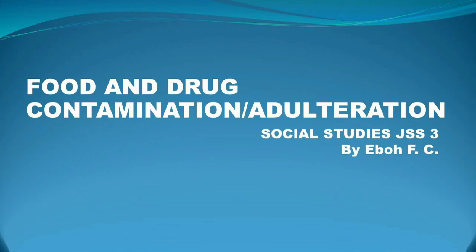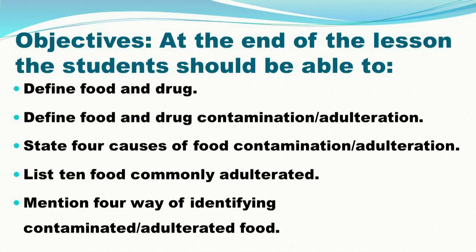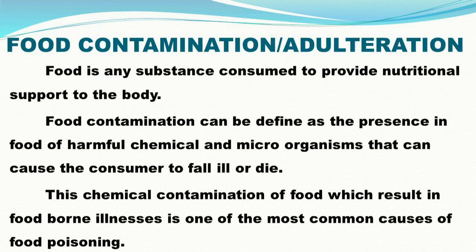Today, I will be taking you on the topic food and drug contamination and adulteration. Objective of the studies. At the end of the lesson, the students should be able to define food and drug contamination and adulteration, state 4 causes of food contamination and adulteration, list 10 foods commonly adulterated, mention 4 ways of identifying contaminated and adulterated food.